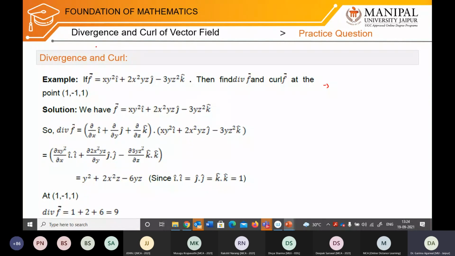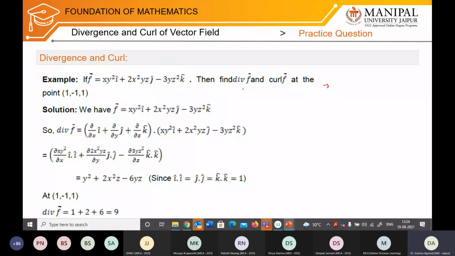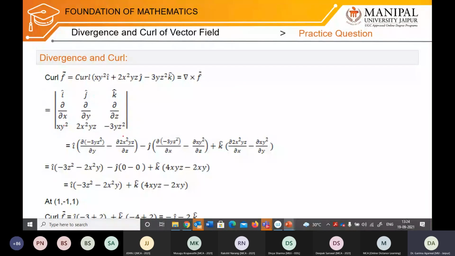Similarly, the curl is applied on the vector. What is the curl? In this question we need to find both divergence and curl. Again, divergence means dot product with this del operator, and curl means cross product with this operator. So to find the cross product, we need to draw this determinant, and then we'll solve it. At the point 1, minus 1, 1 means x equals 1, y equals minus 1 and z equals 1.